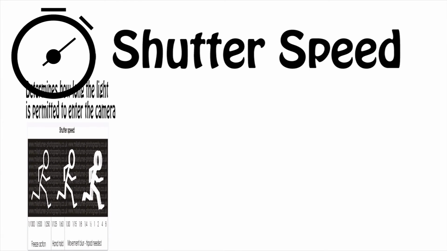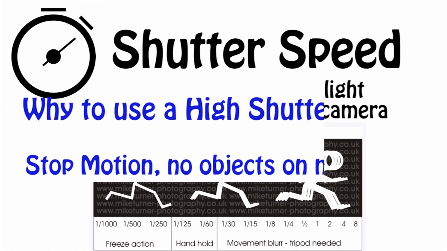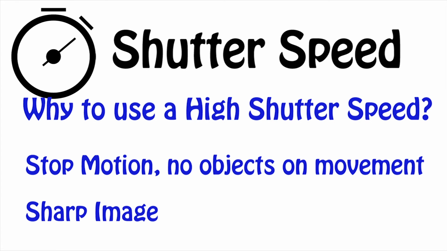Shutter speed. A camera's shutter speed determines when the camera sensor will be open or closed to incoming light from the camera lens. The shutter speed specifically refers to how long this light is permitted to enter the camera. The reason we might want to use a higher shutter speed is to stop motion, whether that be camera shake or a subject that is moving, allowing us to maintain sharpness.